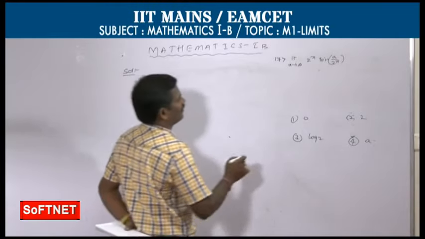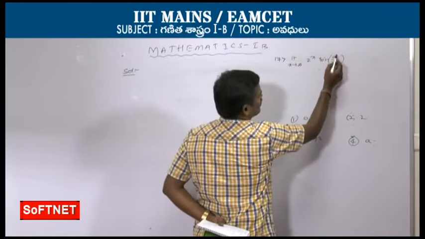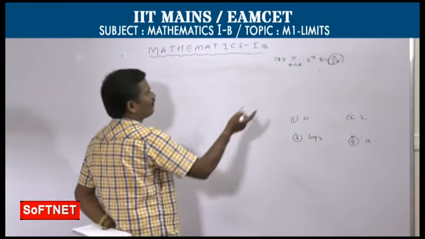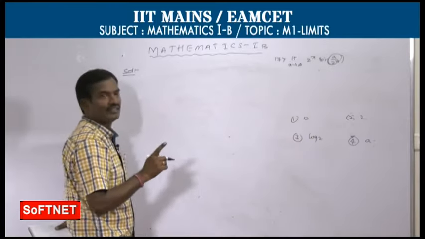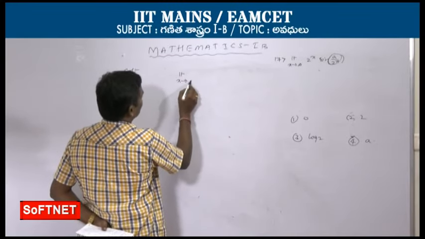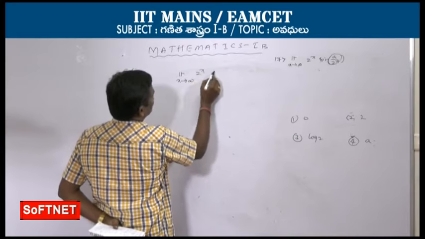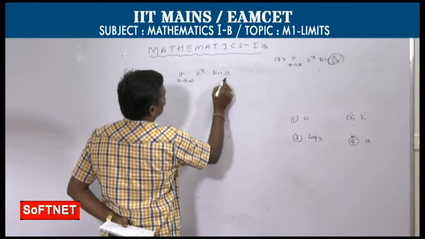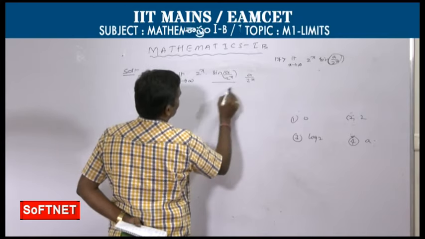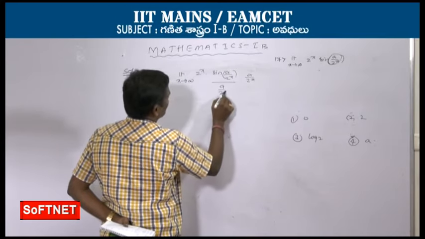Come to this question. Here we have sin x; suppose we treat this as sin x. Sin x by x is a standard limit, equal to 1. So for that we need to multiply and divide by a by 2 power x. So the limit as x extends to infinity of 2 power x into sin of a by 2 power x, here multiply a by 2 power x and divide by a by 2 power x.